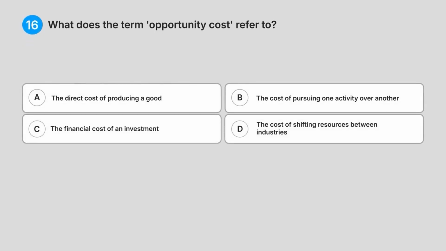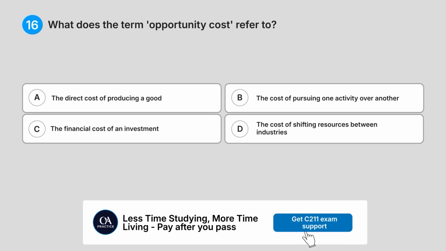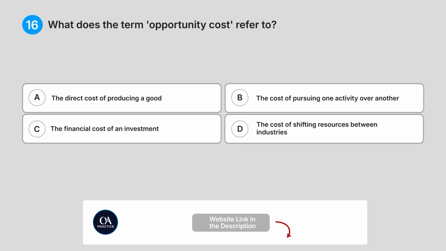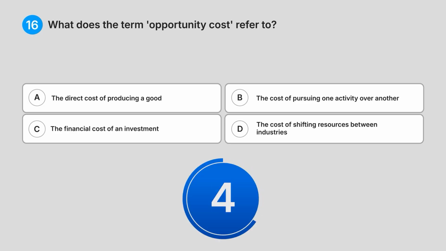16. What does the term opportunity cost refer to? A. The direct cost of producing a good. B. The cost of pursuing one activity over another. C. The financial cost of an investment. D. The cost of shifting resources between industries. What do you think is the answer?